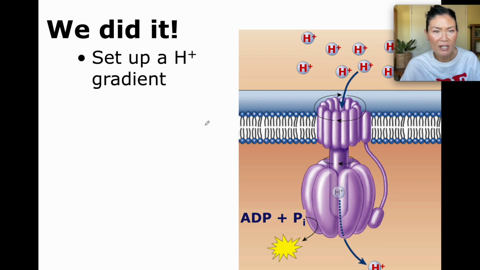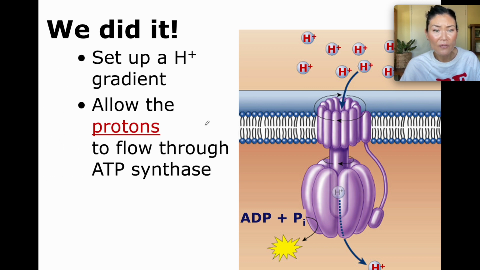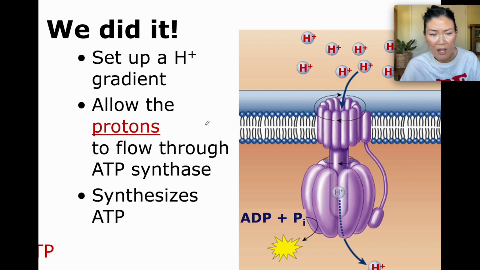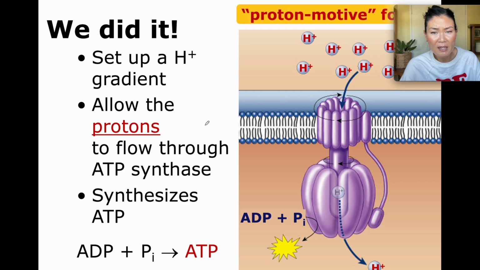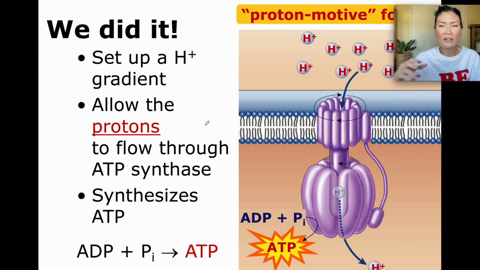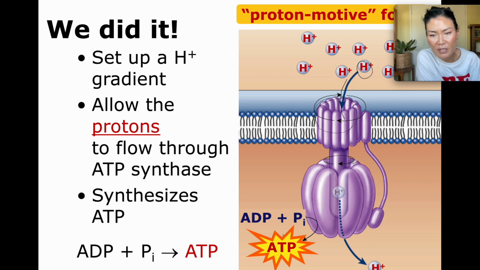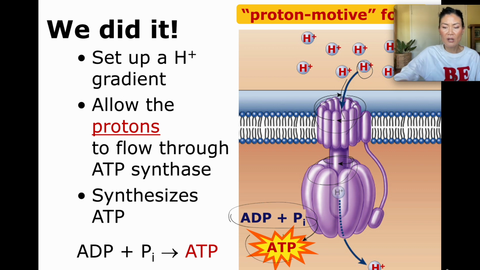So yeah, we did it. We set up a proton gradient, allow for the protons to flow through ATP synthase by facilitated diffusion, and that ATP synthase is going to make ATP. That facilitated diffusion as the protons move through ATP synthase, we call that the proton motive force, because it's like a rotor. As the H pluses move through it, it rotates these subunits of the ATP synthase. It powers it to bring ADP and inorganic phosphate together to make ATP, proton motive force.